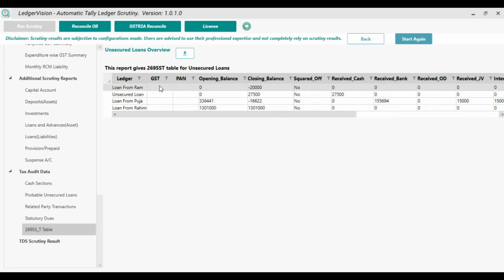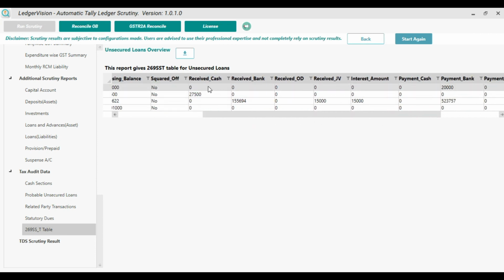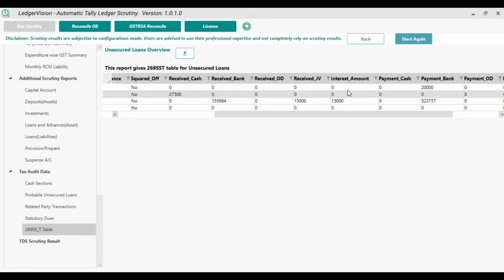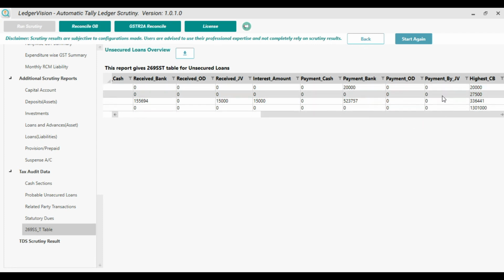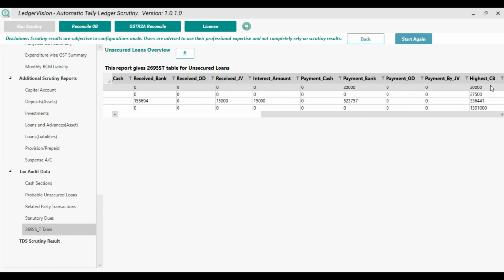These are the party names. If GST and PAN are maintained in Tally, they will appear over here, otherwise they will be shown blank. Then what is the opening balance, what is the closing balance, whether it is squared off or not. In case of receipt, whether the amount is received in cash or bank or OD or by JV entry. If any interest is posted, then the amount will appear over here. If any payment is there, whether it is paid in cash, bank or through OD or adjusted by passing a JV entry. And the last column is important: highest closing balance during the year. So this will help you to complete the 216 SST.